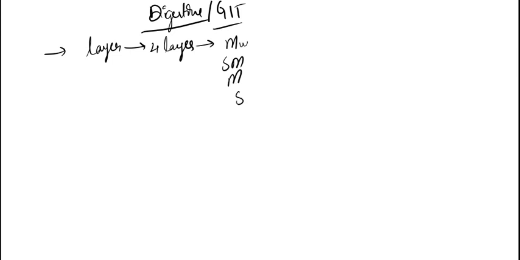Okay, first we should discuss some of the anatomical aspects. That means, what are the layers of GIT? There are four layers in GIT. What are those four layers? Mucosa, submucosa, muscularis and serosa. So these are the four layers, right?